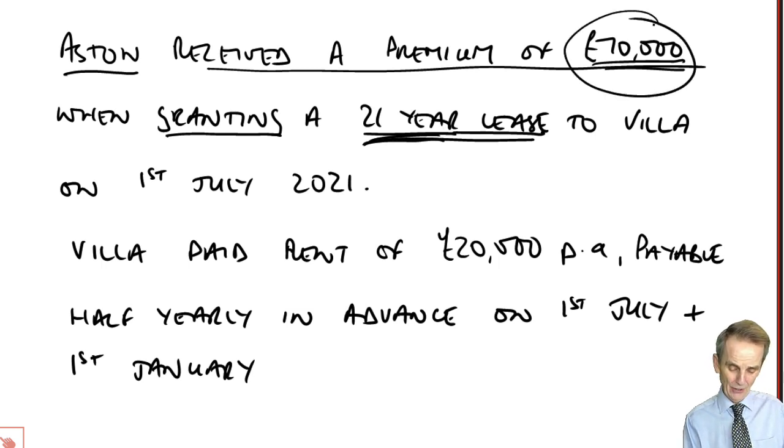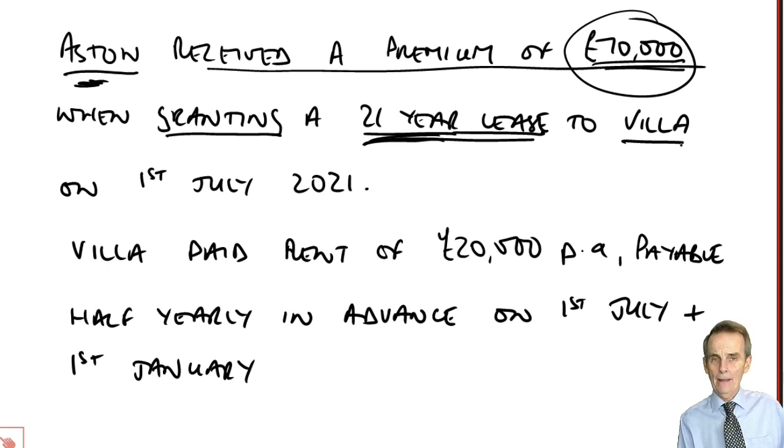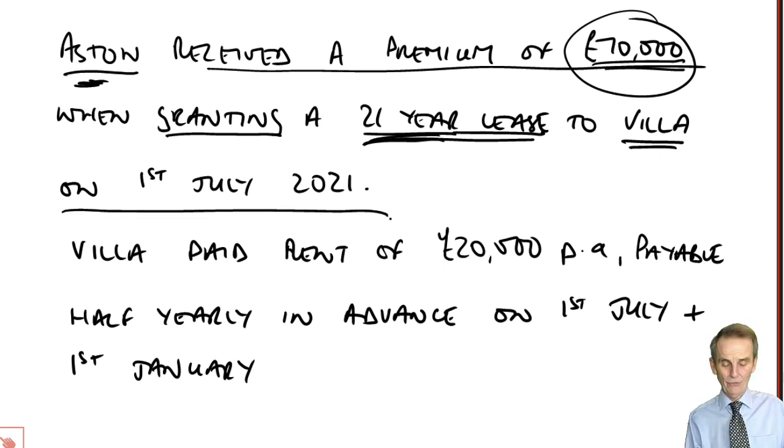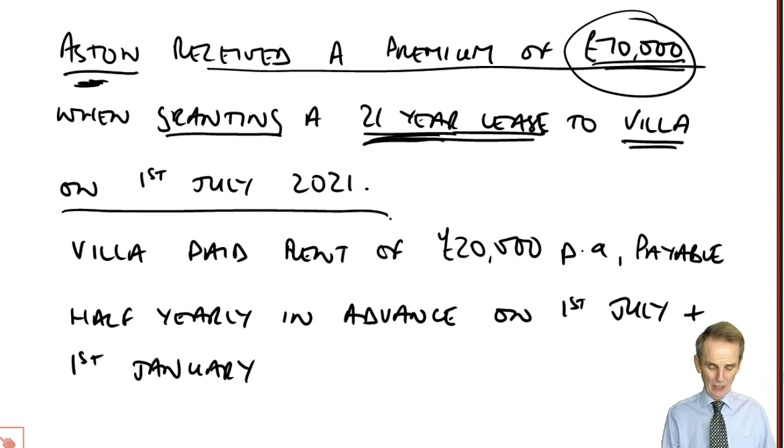Therefore, a part of that premium received will be treated as income to be included on the income tax computation for the tax year in which it is received. So Aston received a premium when granting a 21-year lease. So Aston is the lessor to Villa, and Villa is the lessee. And that was granted on the 1st of July 2021.